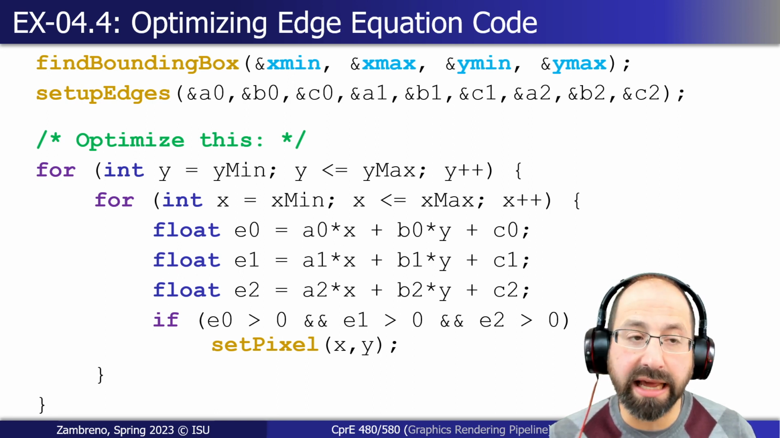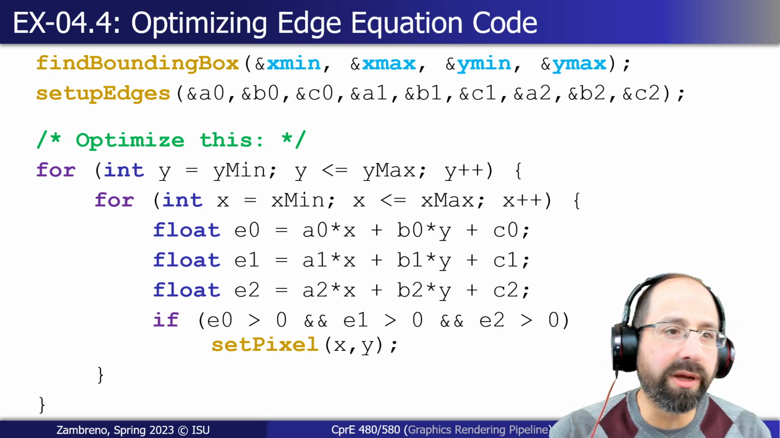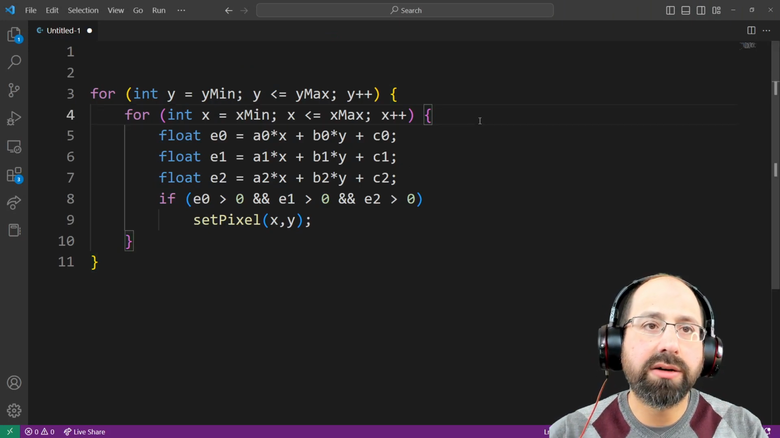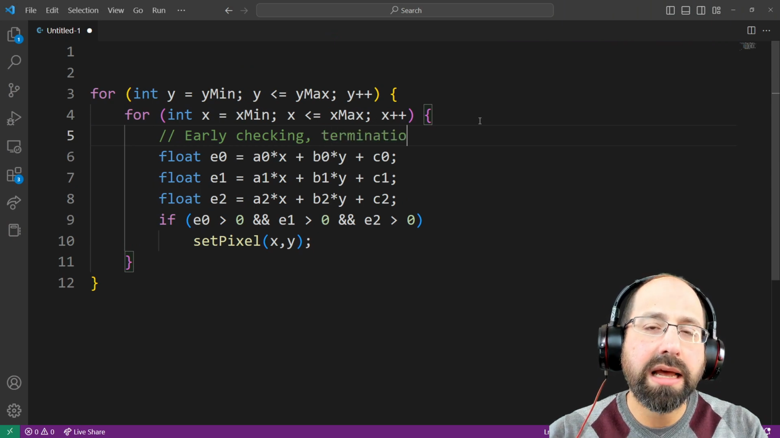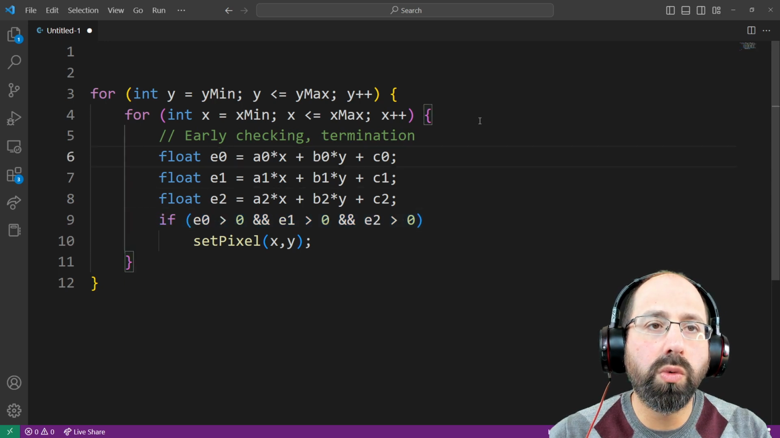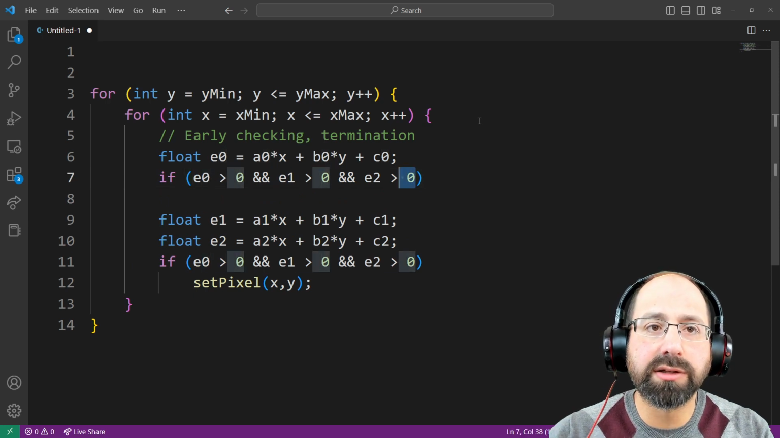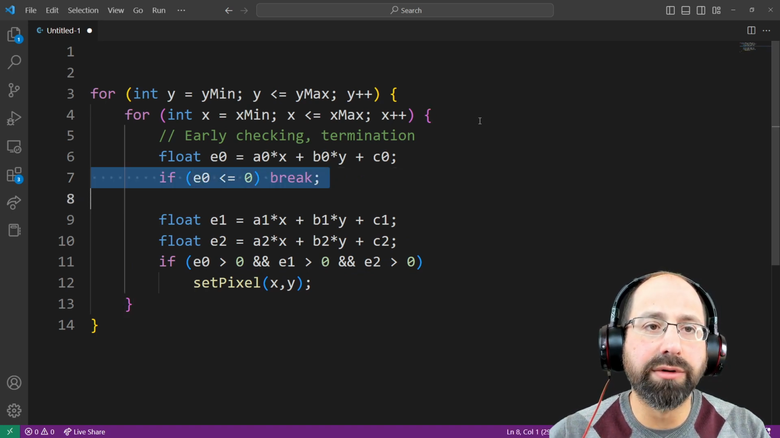I think that's potentially the case. We could also check all the values, and if any of them are greater than zero, we could continue with the calculation. So yeah, first thought would be early checking termination. It's not that obvious to me whether that would be faster or not, but that's one. Let's do it. So if E0 is greater than 0, this will require a little bit of refactoring. Or if E0 is less than or equal to 0, break, right? And we would do that for the other two cases.